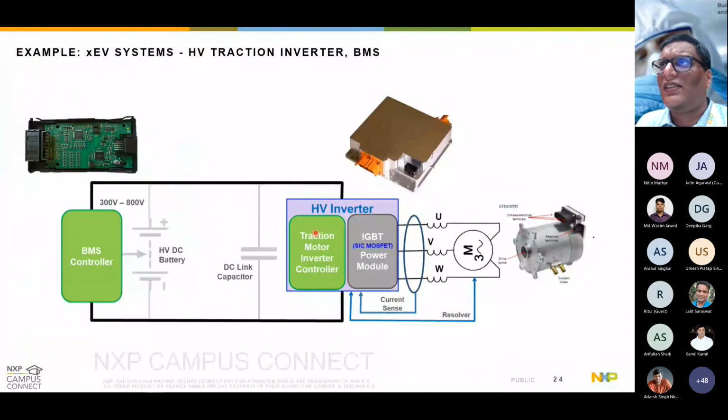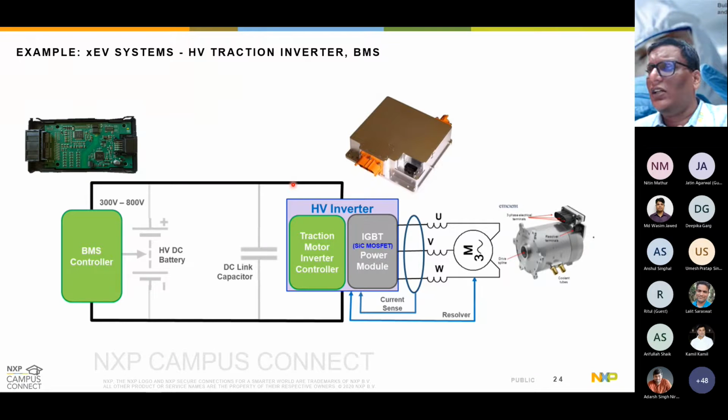Let's maybe now look at the next example. This is along similar lines. This is another system, the high voltage traction inverter, and then I will talk about the battery management system. The high voltage traction inverter system converts the DC supply and is used in electric vehicles to drive the motor of the vehicle. So it's basically converting the DC supply to an AC supply to drive the car. That's the role of this traction inverter.